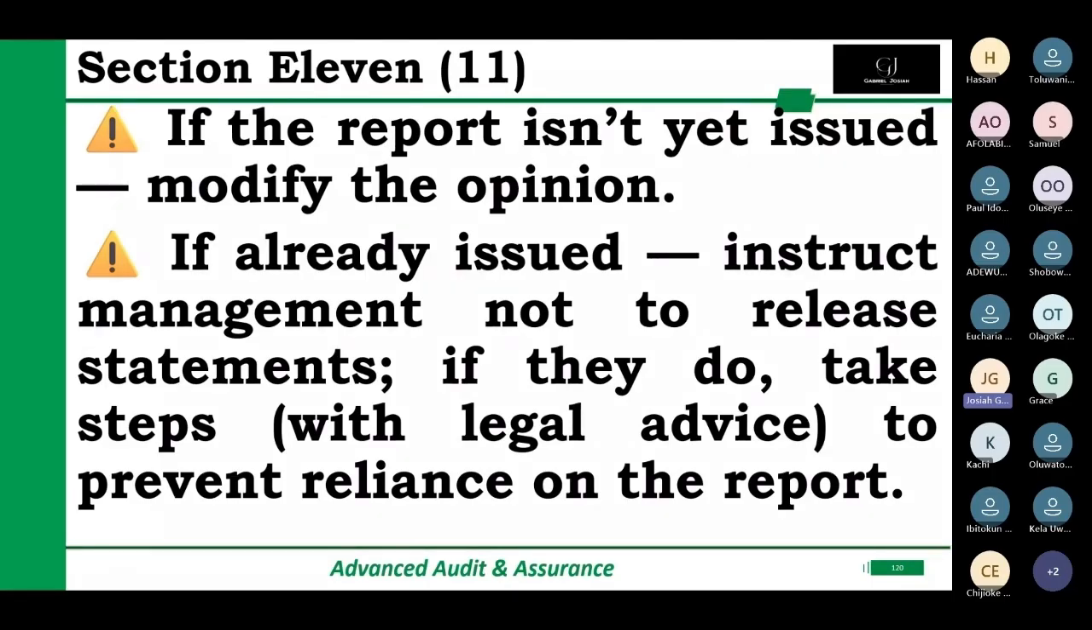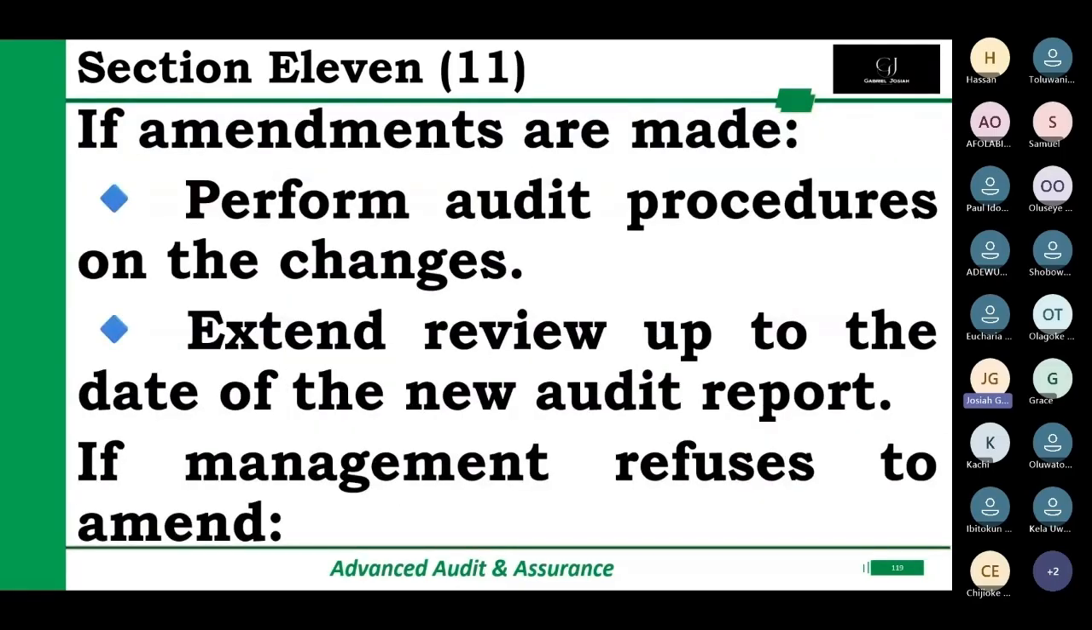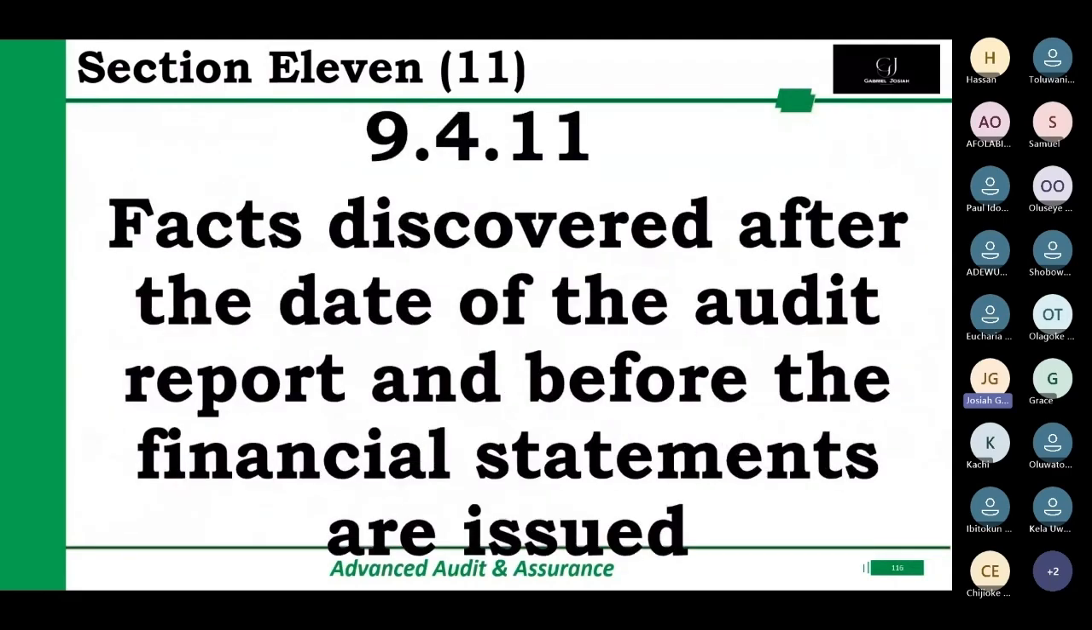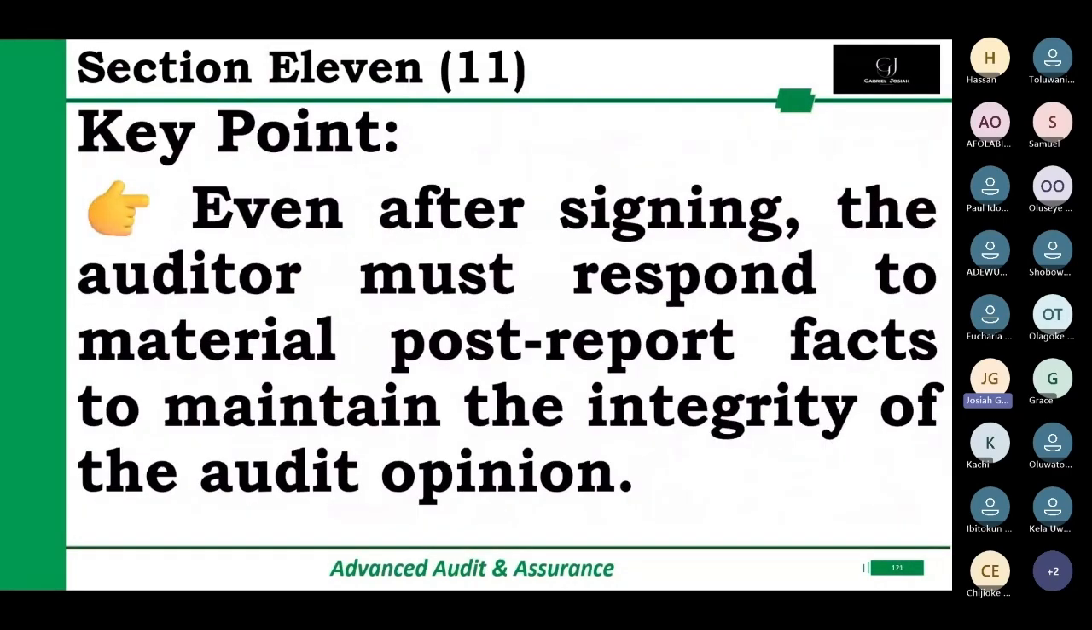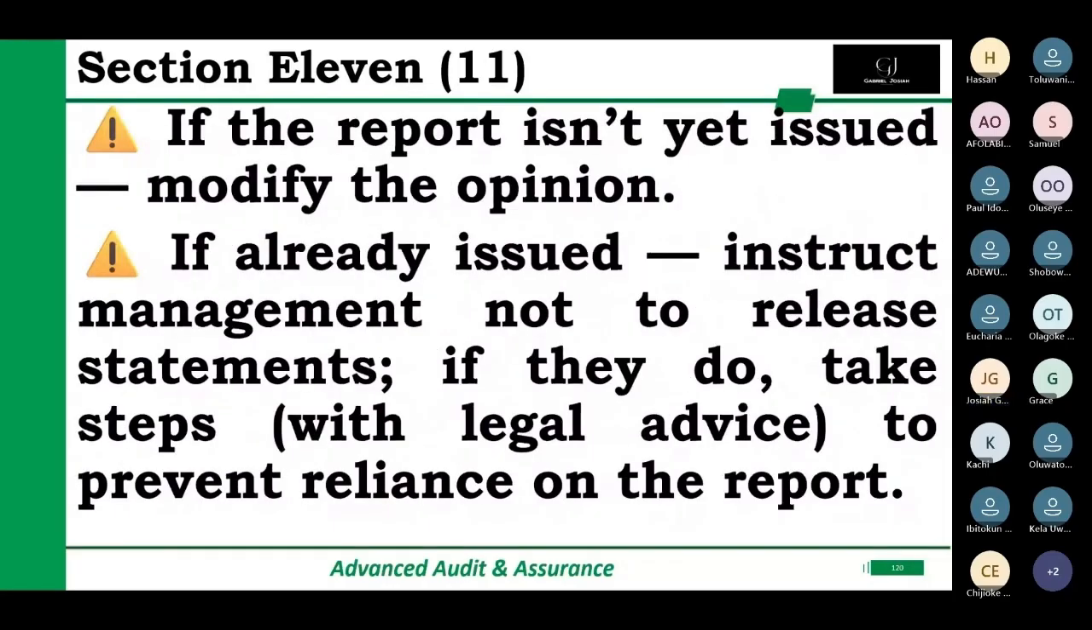And if they publish or release their financial statements, he needs to take steps based on that information that has emerged. Take steps like taking legal action to prevent reliance on the report publicly. So these are actions that the auditor could take where facts were discovered after the date of the audit report has been signed and issued. Management has refused to comply with his directive.